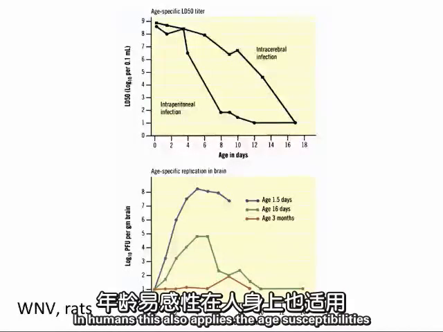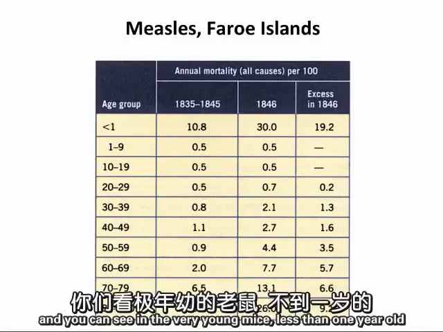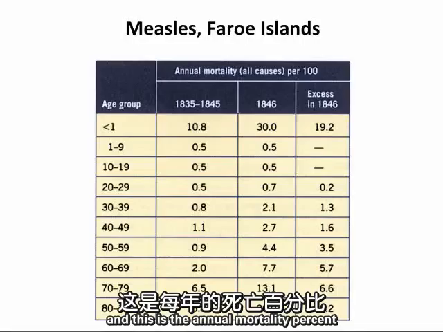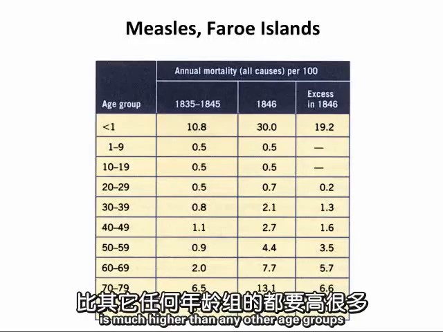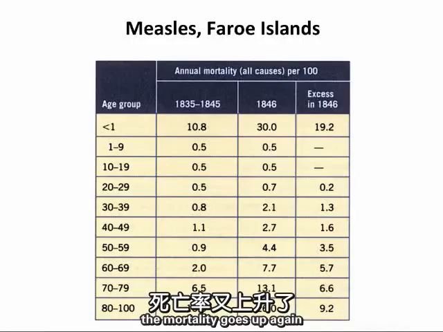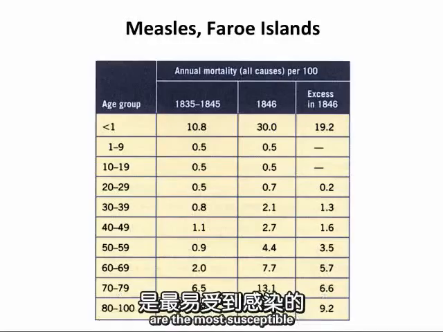In humans, this also applies, the age susceptibility. There are a number of studies that demonstrate this. This is an epidemiological study of measles in the Faroe Islands, which are north of the UK. And you can see in the very young, less than 1 year old, the mortality, this is the annual mortality in percent, is much higher than in other age groups. But then when you start getting into the older population, the mortality goes up again. So again, the very young and the very old are the most susceptible.